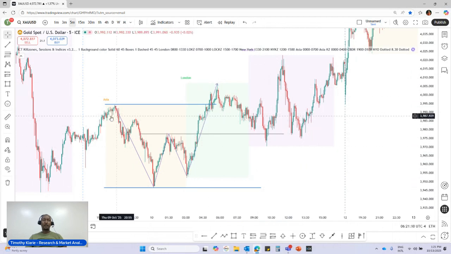The sweep of liquidities here, or the run on liquidities, came here during the early beginning of the London session. And then once we see that, what we need to do is confirm a structure break. So here now we have a break of structure. These highs here, we have a break of structure.